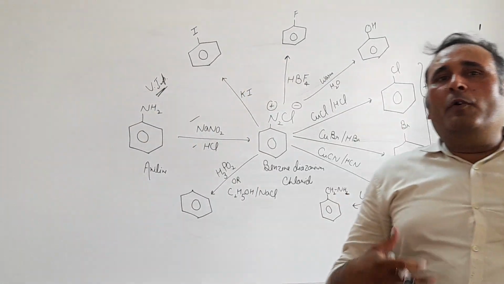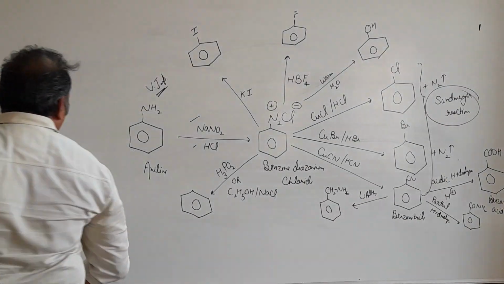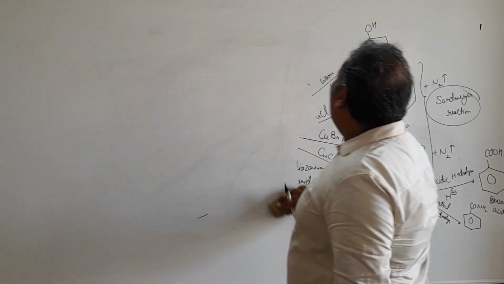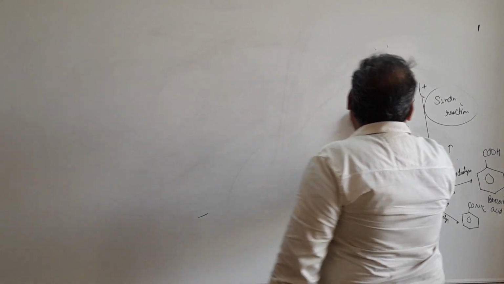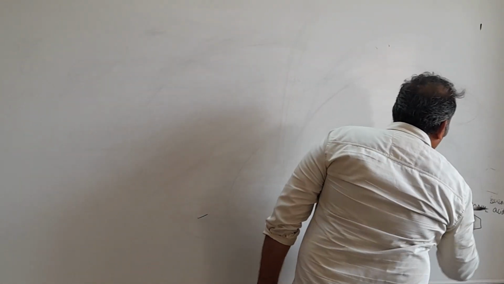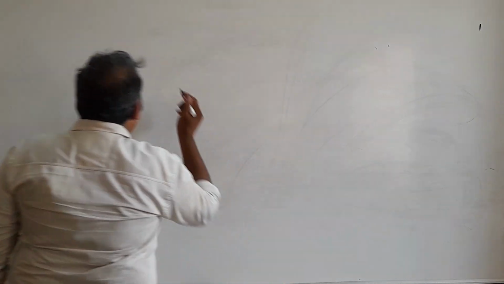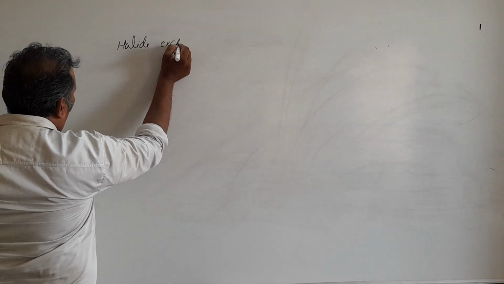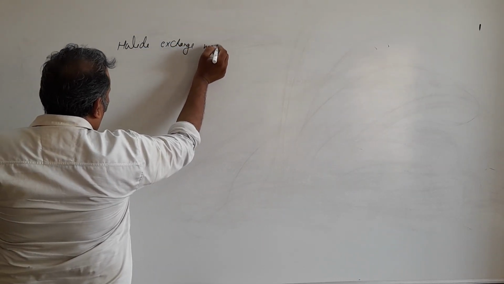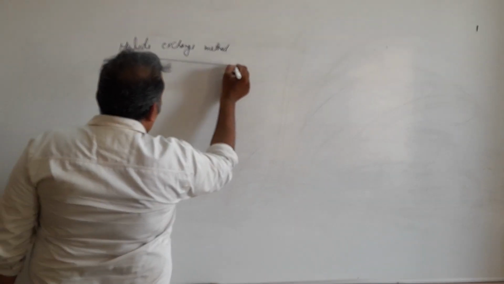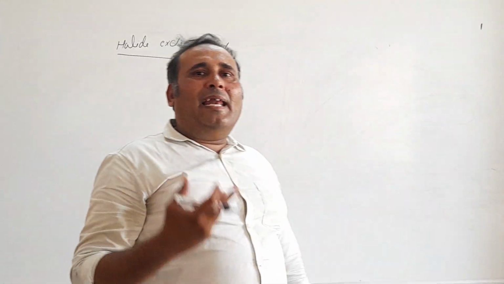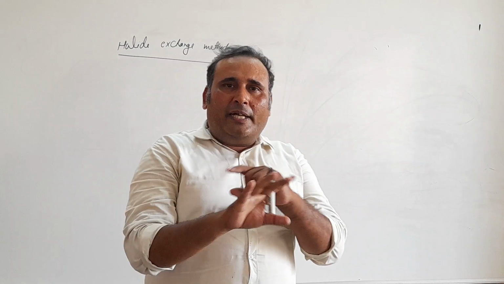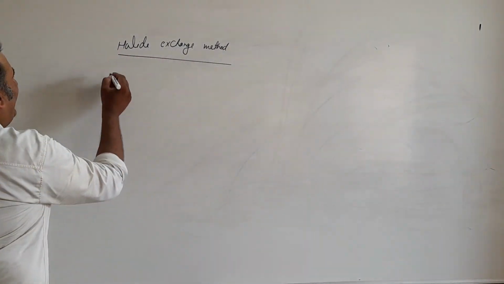Another method of preparation of alkyl halides is the halide exchange method. Using the halide exchange method, we can also prepare alkyl halides. So what is the halide exchange method? Its name suggests there is an exchange between two halogen atoms. In the halide exchange method, we take two reactions.